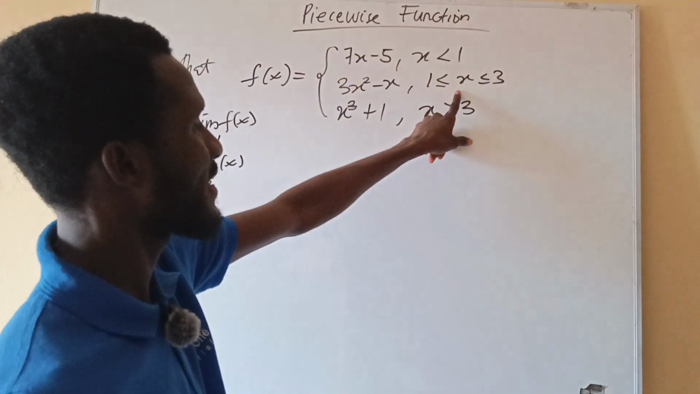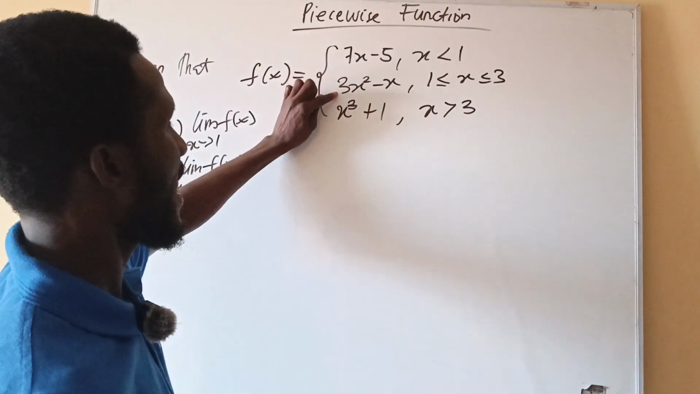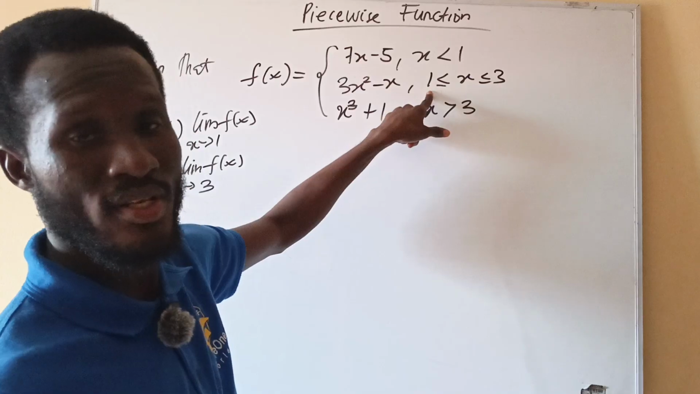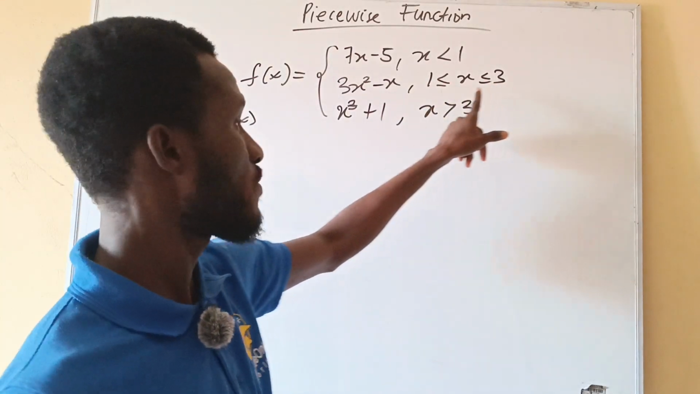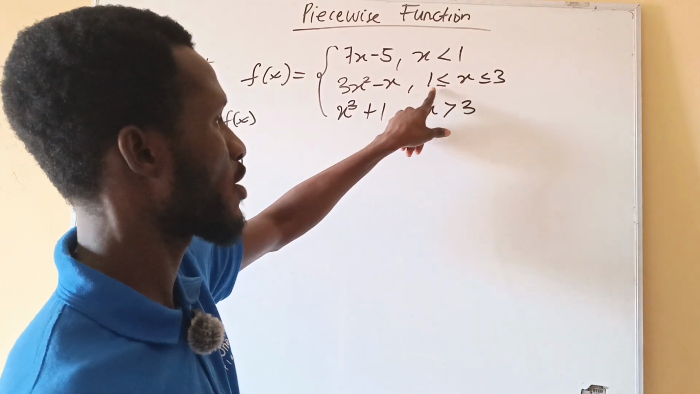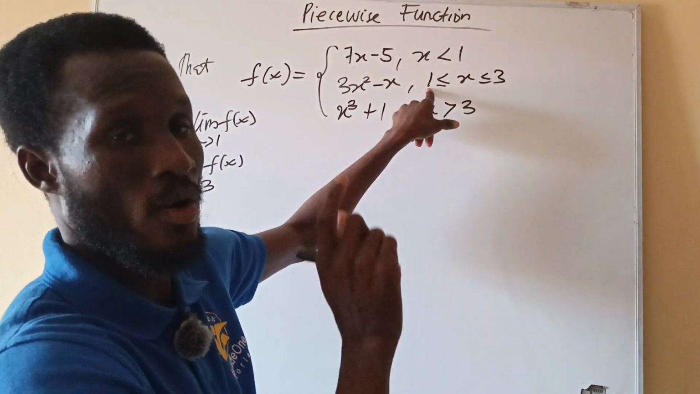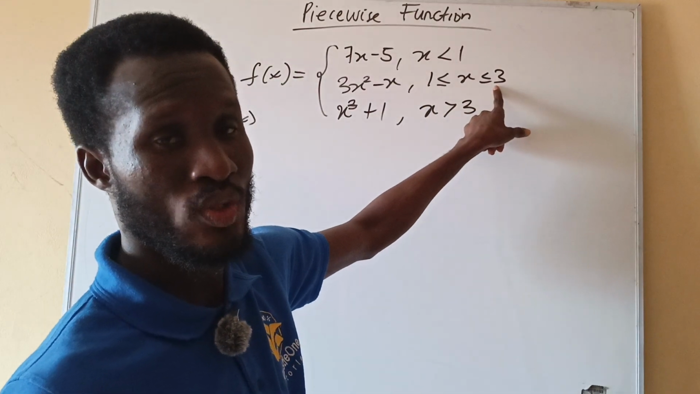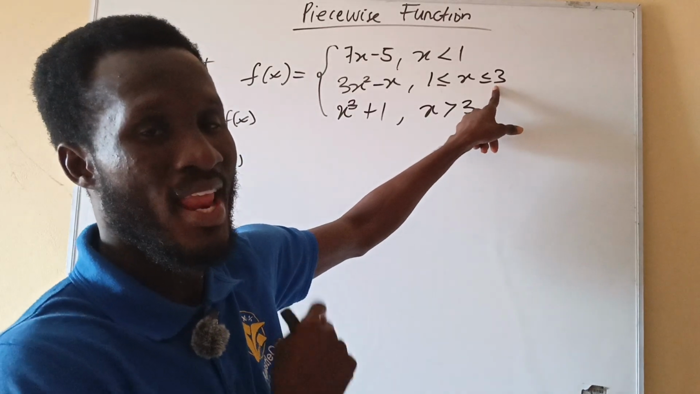Now when we talk about the second one, the middle one, this one is 3x squared minus x. And then the condition is that x should be between 1 and 3. Don't forget that when I say x is greater than or equal to 1, it means x can be 1 or any number greater than 1. And then x is less than or equal to 3, which means that x is supposed to be 3 or any number less than 3.